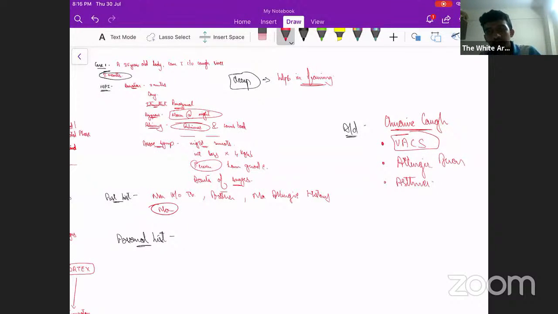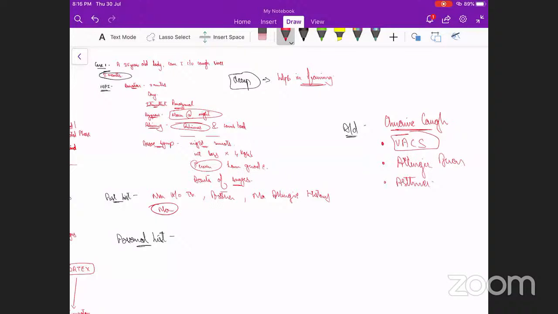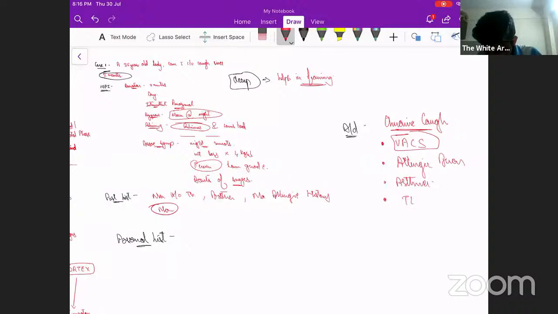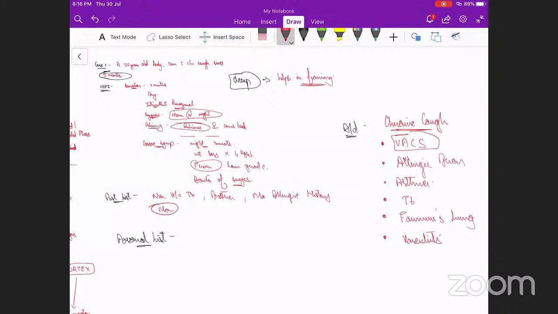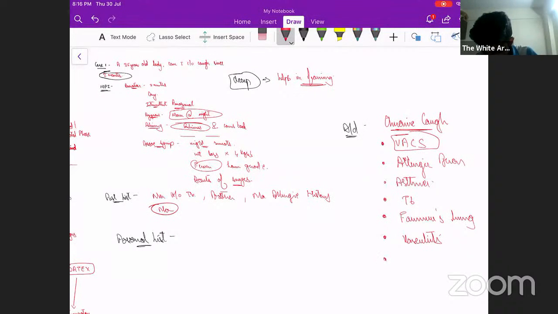Then people are telling tuberculosis. TB, farmer's lung, good. Since she is a farmer, pneumoconiosis is a very good possibility. Someone said vasculitis, very good. This also we should consider when it comes to chronic cough. Aspergillosis, very good. You can have a very wide differential diagnosis when it comes to chronic cough.